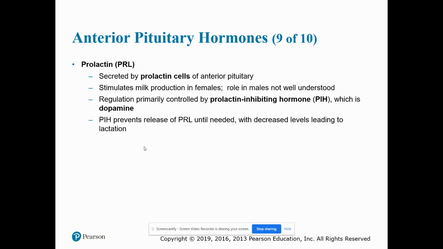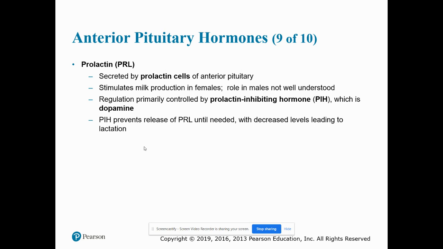Then we have prolactin. So now we're in the part of the pig part. So prolactin is secreted by prolactin cells of the anterior pituitary. And what it does is it stimulates milk production. So do not confuse oxytocin and prolactin. They're both needed, right? Prolactin is for the actual milk production and oxytocin is for the release.